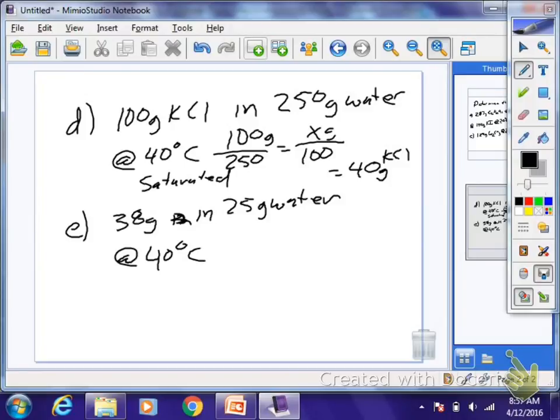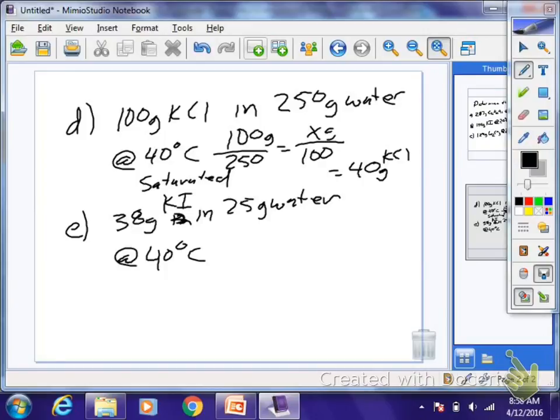Okay, do the next one on your own. 38 grams. I've got to tell you what the stuff is, though, because otherwise it doesn't make any sense. 38 grams. Okay? You can make up your own stuff here. Let me see which one I picked here real quick. We're going to say it's KI. So go ahead and do that one real quick. Do it the same way. So we have 38 grams of KI and 25 grams of water.